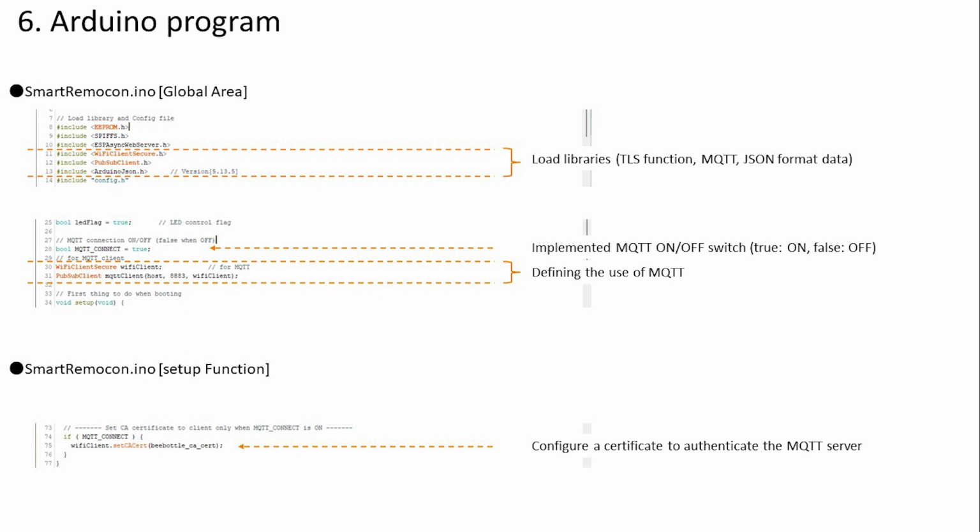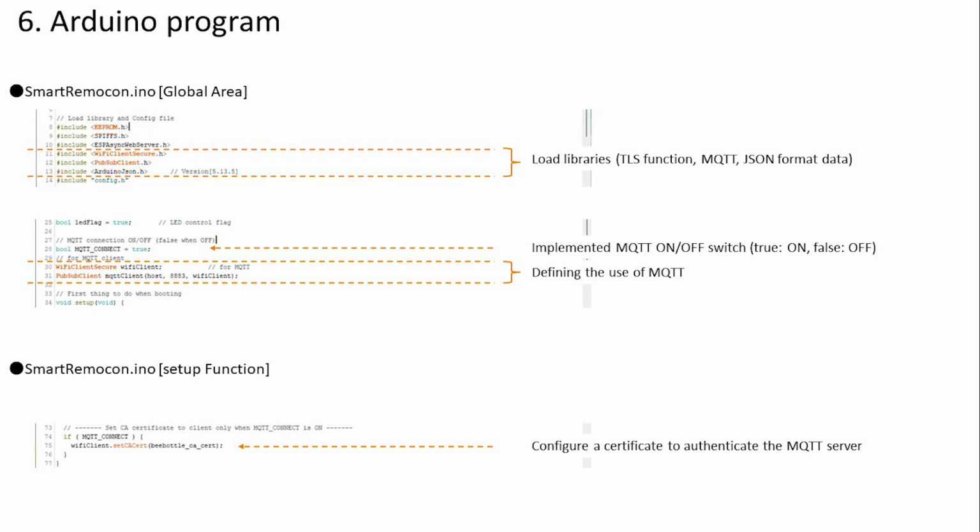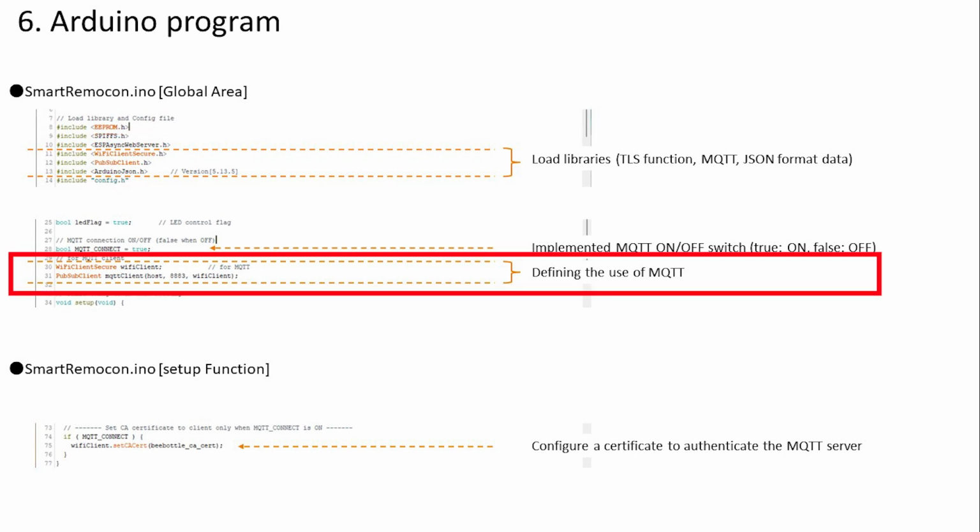This time, we will extract and understand only the functions to be added. As shown here, we will first load the library and make it available. MQTT will be encrypted using the TLS function. Also, in order to communicate data in JSON format, the libraries to be added are these three. Next, we also define the use of TLS on Wi-Fi and the use of MQTT.